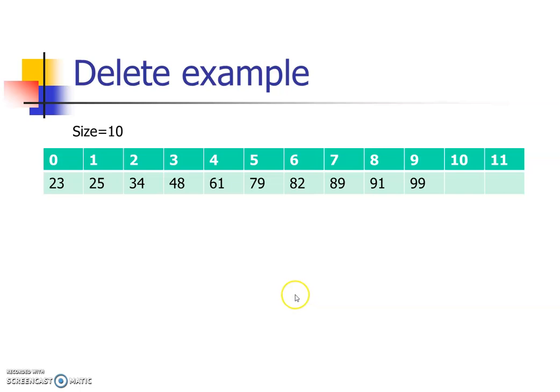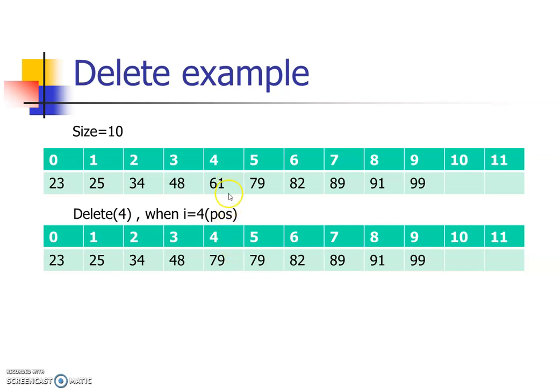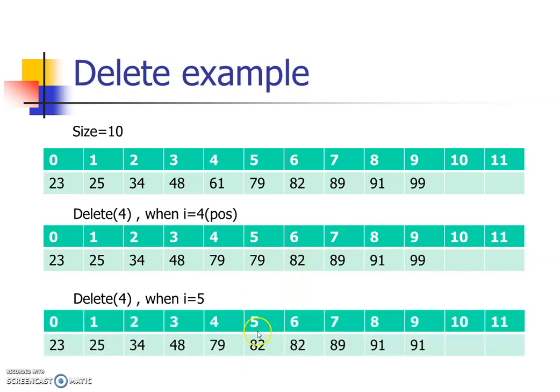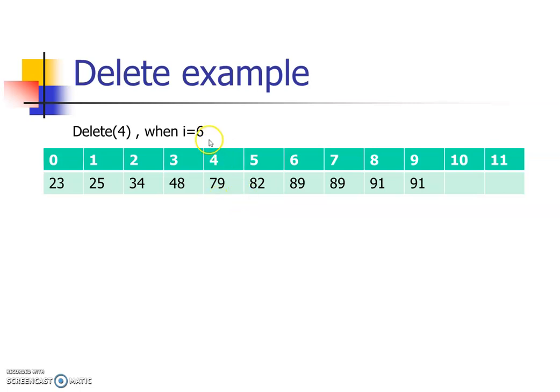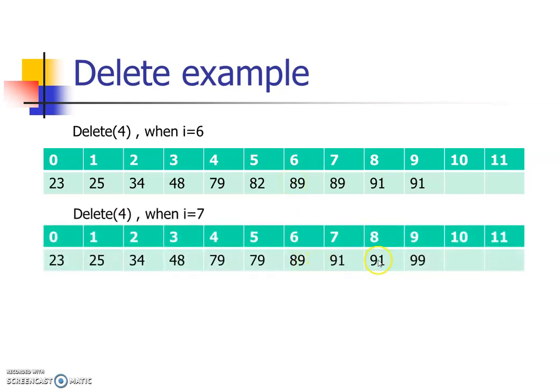So let's take a look at the delete example. Originally size equals 10 and say now we want to delete 4, which is this location, index of 4. So what we are going to do is put 79 into this location, and then i will go to the next location. So we will go into this location, put 82 into that location. So you will have 82 over here. And then when i moves to 6, we are going to take the next location 89 into this spot. And then when i equals 7, we will put 91 back into the index of 7.